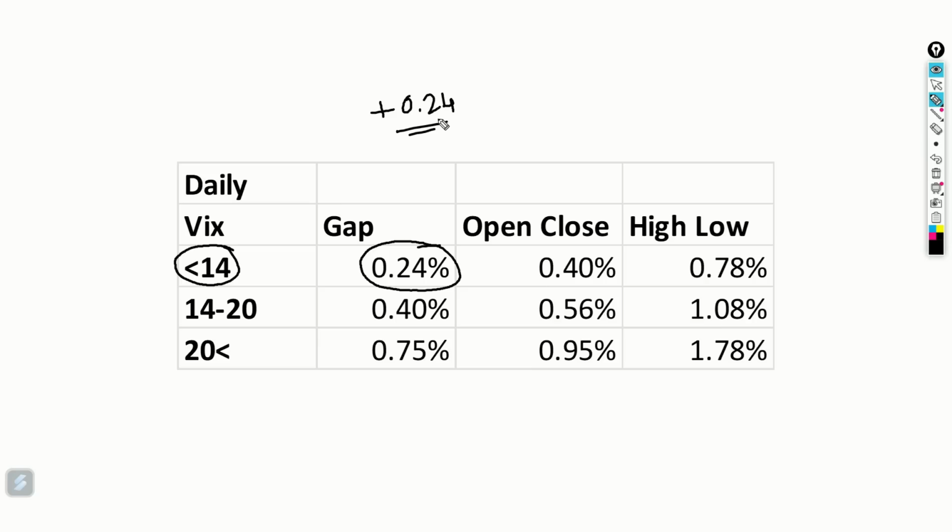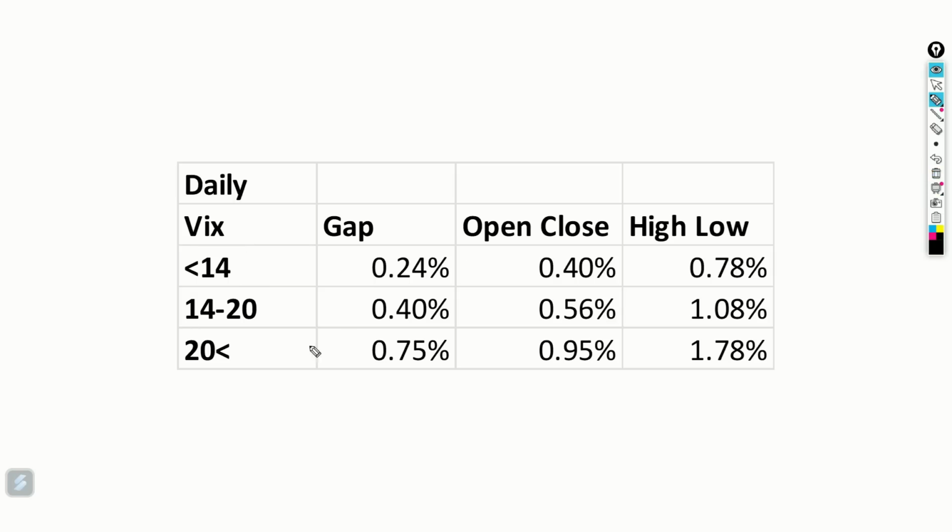So we are using the absolute number here. That means it can either be positive 0.24% or it can be a negative 0.24%. So this is on the days when VIX is under 14. This is the expected gap up or gap down when VIX is under 14.